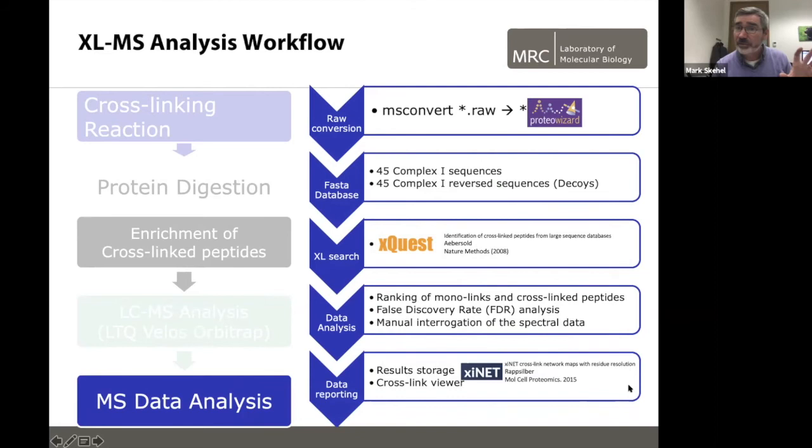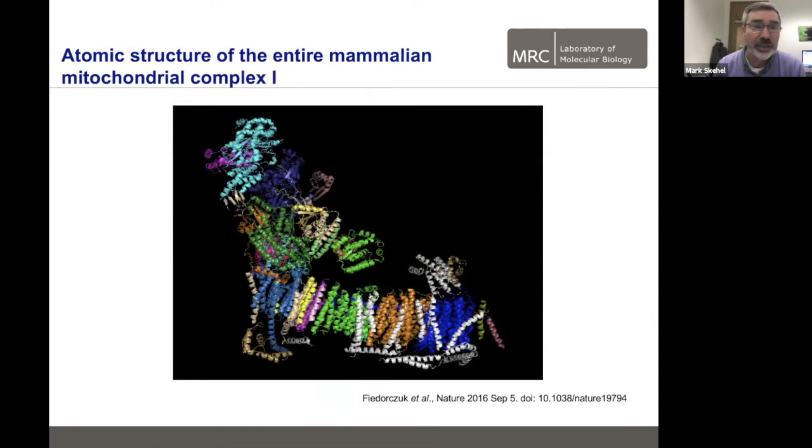Okay, so the example I'm going to tell you about is mitochondrial complex one. This is the ovine mitochondrial complex one. And this was a project we had with the Sazanov group back in 2016, which feels like yesterday, but was now a few years ago.